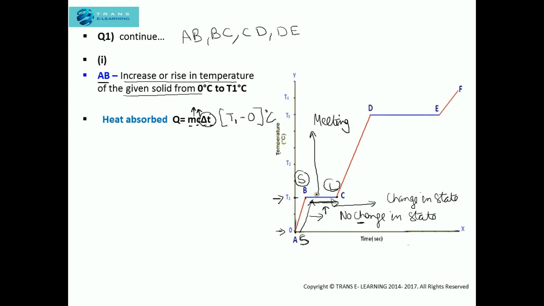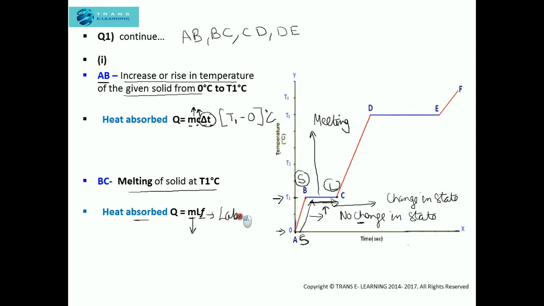Now what does BC represent? BC represents the melting of solid at T1 degrees Celsius, and as there is a change in state, as this phase represents the melting process, the heat absorbed will be m into LF. M is the mass of the substance and LF represents the latent heat of fusion.